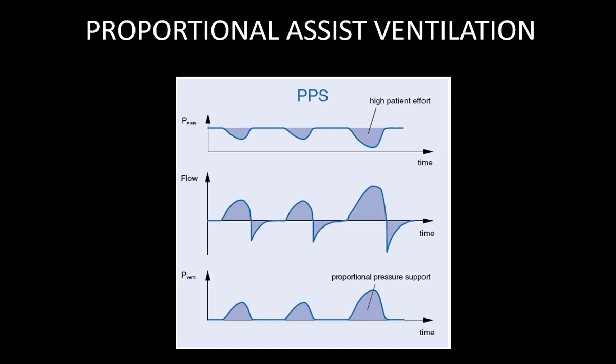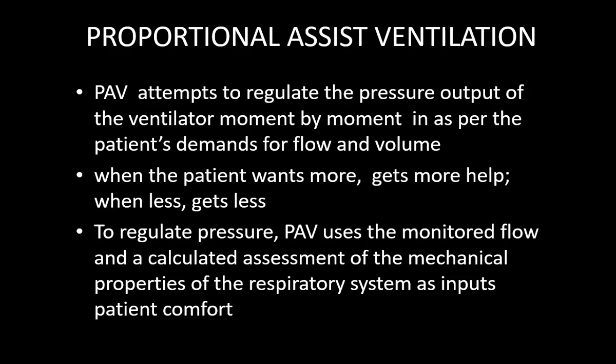So as you can see, this is the muscular pressure. The patient's demand is there. The patient is demanding more, high effort, patient effort is there. The ventilator is giving more pressure support proportional to the patient's demand, and by using high flow. So at any moment of time, there is no air hunger to the patient.